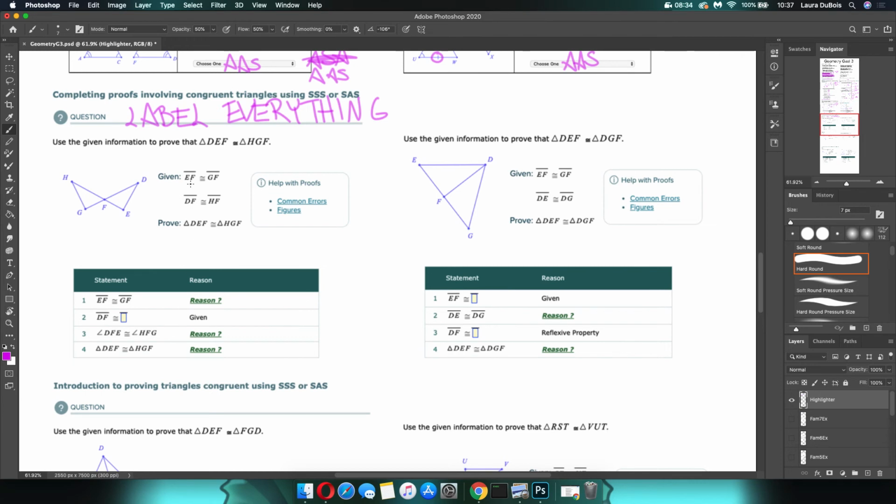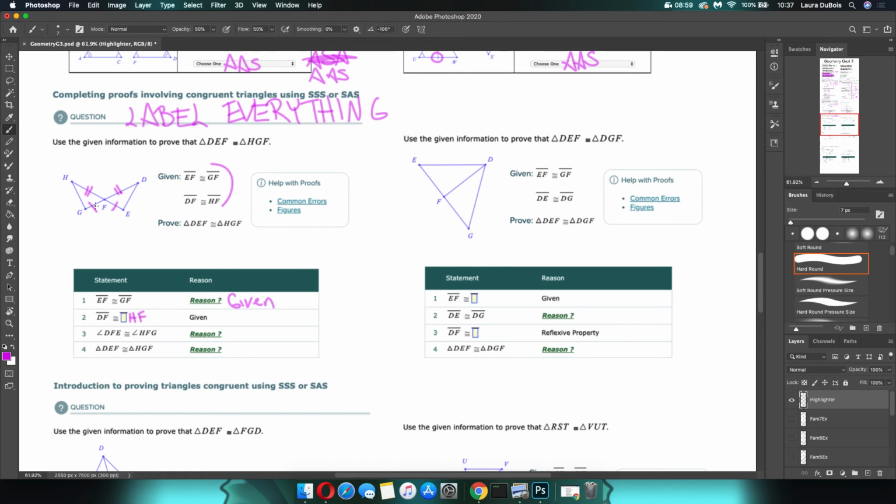So, first things first. We always start with our givens. We're told that EF is congruent to GF. We're told that DF, double tick mark, Ms. Dubois, is congruent to HF. That's what we're told. So DF is congruent to HF because that's given. EF and GF is because that is given. So those are the 2 easy ones.